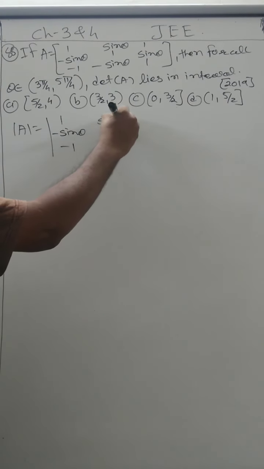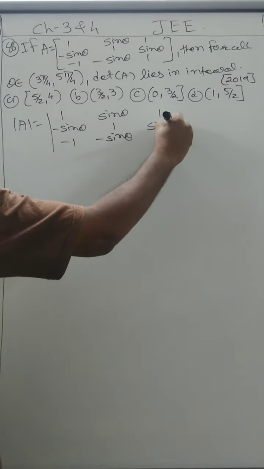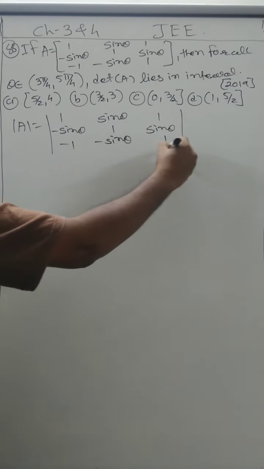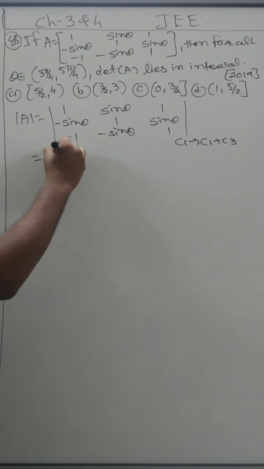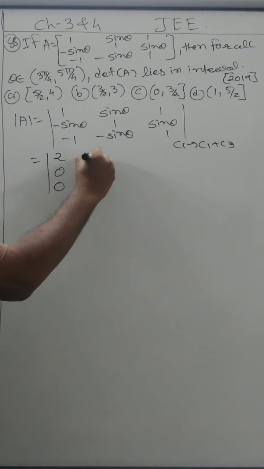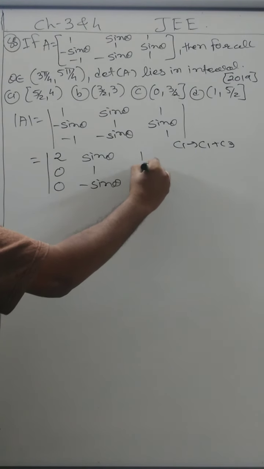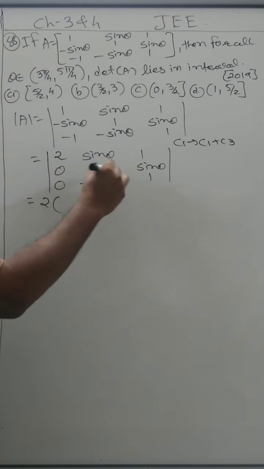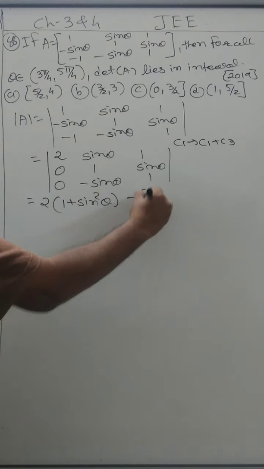1 minus sin theta minus 1, sin theta 1 minus sin theta, 1 sin theta 1. Now we add this third column into first, C1 plus C3, we get 2 0 0, then sin theta, 1 minus sin theta, 1 sin theta 1. Now we just simplify it, 2 bracket 1 plus sin square theta, right? Now this is our first result.